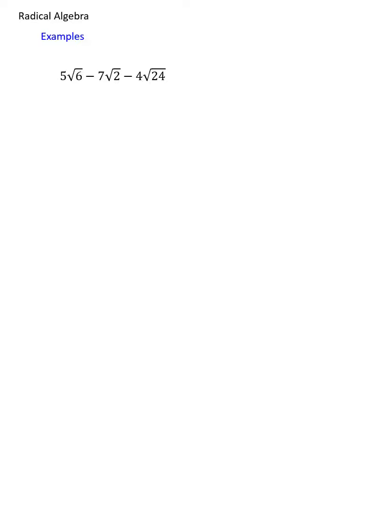There doesn't seem to be any like terms in this expression. After all, the radicands are all different. We can only combine like terms if the radicands are the same, using the distributive property by factoring that radical out. But what you may not have noticed right off the bat is that 4 radical 24 is simplifiable.